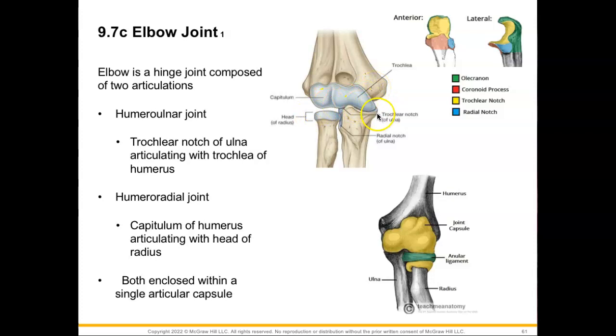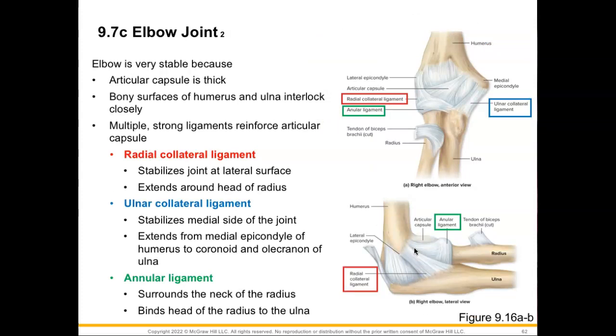Both of these joints are going to be enclosed with a singular articular capsule. So you could see that here where we have yellow showing our joint capsule. And our elbow is going to be pretty stable because we have that articular capsule that is very thick and surrounds both of the joints, and our bony surfaces of the humerus and the ulna are interlocking together very closely. We also have multiple strong ligaments here that are helping to reinforce this articular capsule.